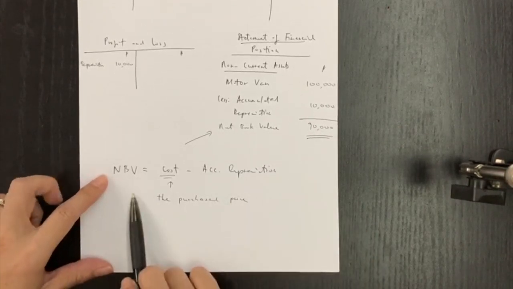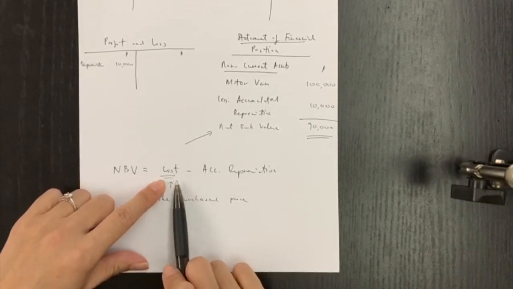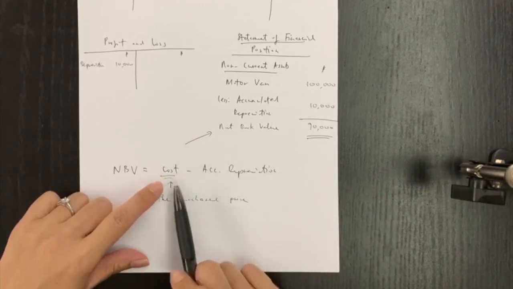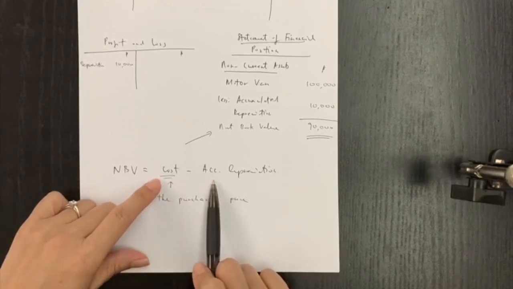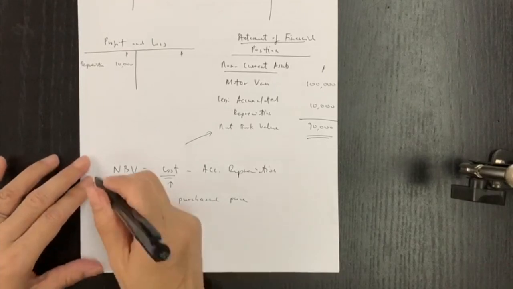And here we have the formula of net book value, which is equal to cost. So how much is the cost of the motor van, which is 100,000, and cost is also the same as the purchase price, and then cost minus accumulated depreciation, and here we have the formula of net book value.